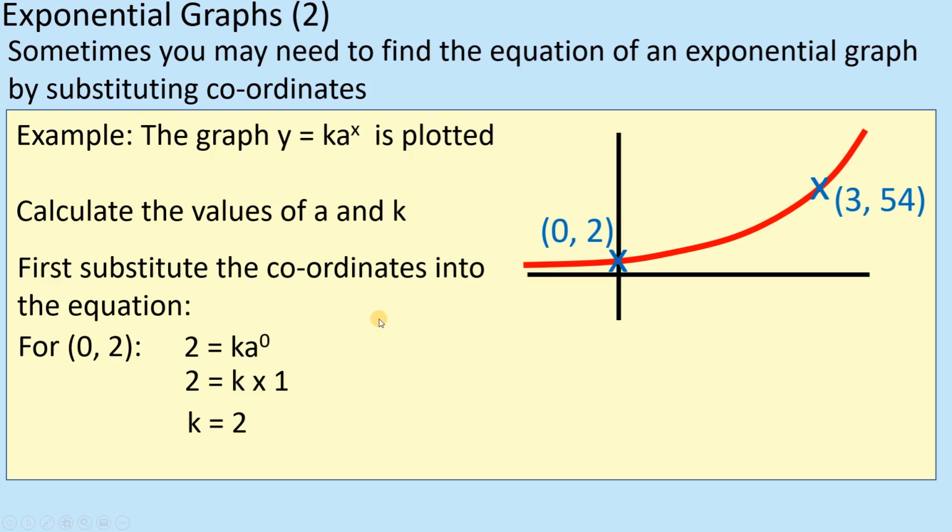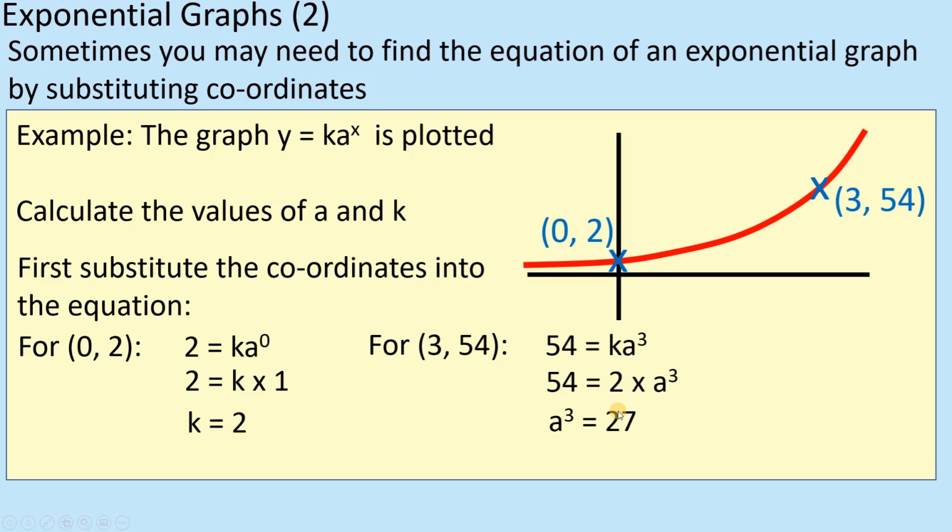So we're going to now put in the new coordinate, the 3 and the 54, and our newfound friend k as 2, because I've got a y and an x from the coordinate, and the k, which should leave us with the value for a. So for 3, 54, let's put them in. y is 54, you've got k and then a cubed. But we know k is 2 from the previous one, so 54 equals 2 times a cubed. Because we're rearranging a formula, I'm going to divide by the 2, which gives me a cubed equals 27.